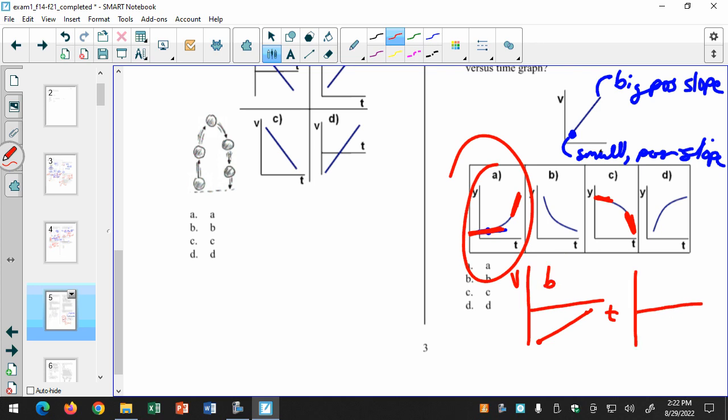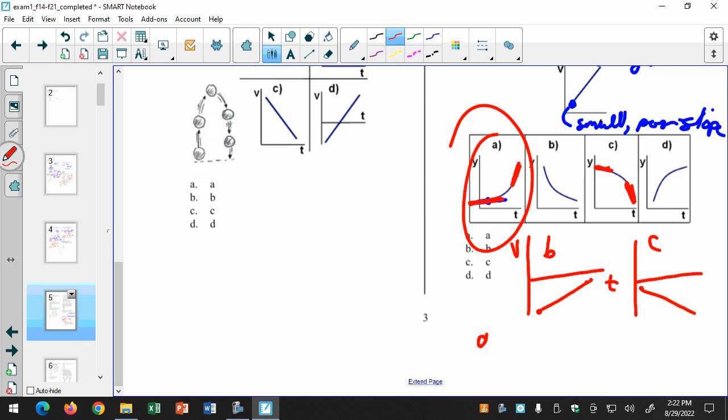For C, small and what? It's small and negative, and it gets bigger and negative. And then that was C, and then D, oh, my pen. It's what right here, small or big?